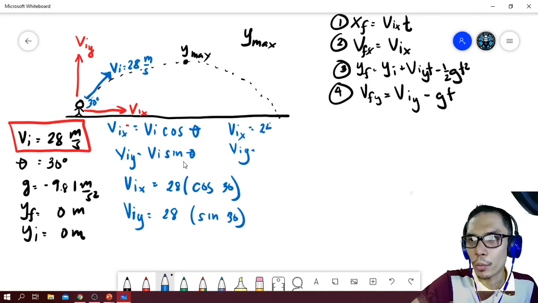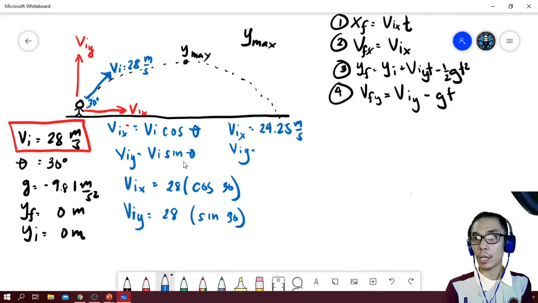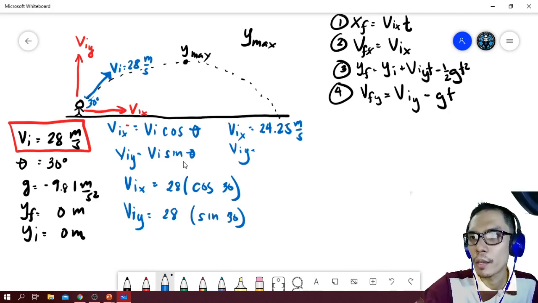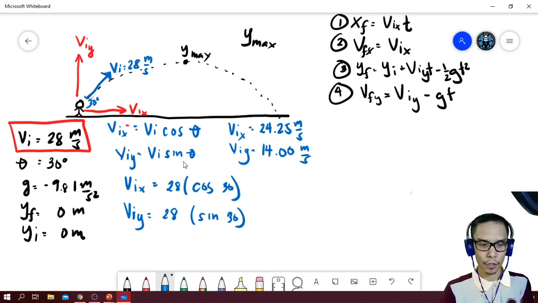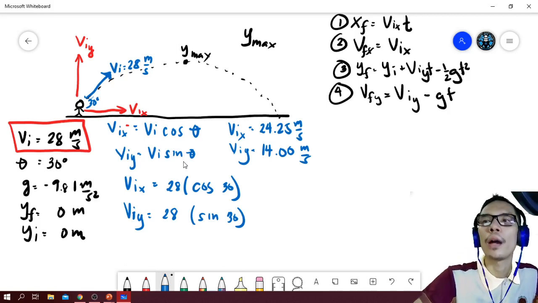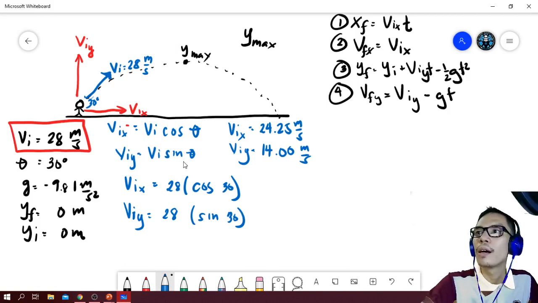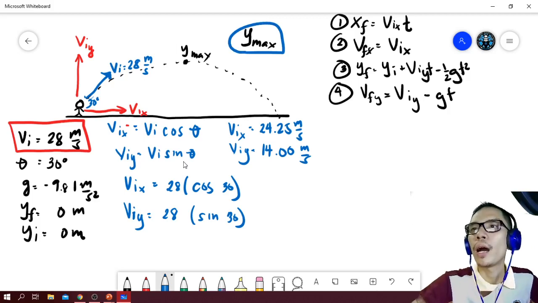So we have 24.25 meters per second. Next one, the v sub iy. We have sine 30 times 28. So do you have 14? We have 14.00 meters per second. Let me double check. I got the correct values that we have right here, so we can now compute for the things that we need.